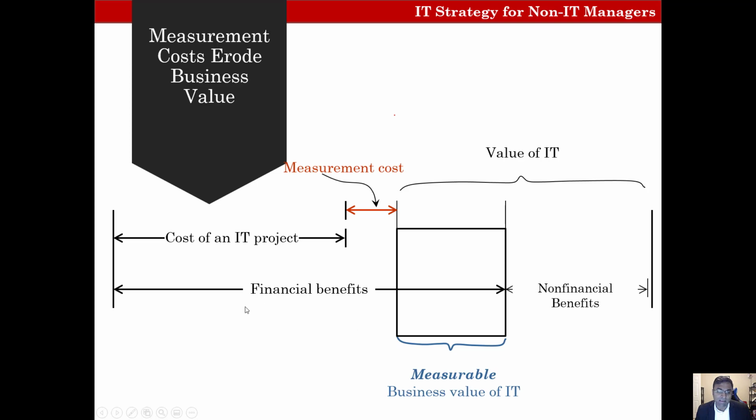So let's talk a little bit about cost effectiveness. When you look at the financial benefits of technology, part of it is the business value, and the measurement cost should not be huge. The larger the measurement cost is, the more it eats up of the financial benefits and reduces the business value. So if it's going to take a lot to measure something, it should not be more than the business value of IT. That essentially takes account of the cost effectiveness of IT.